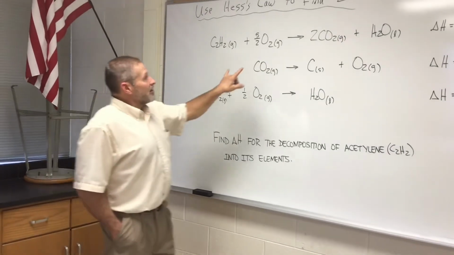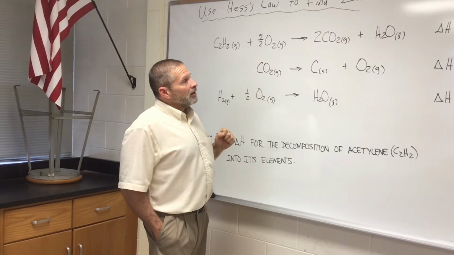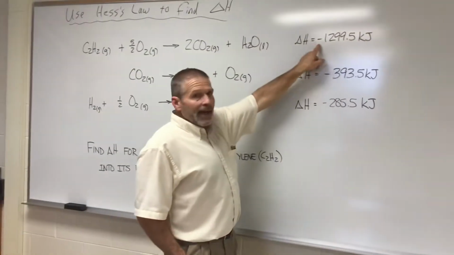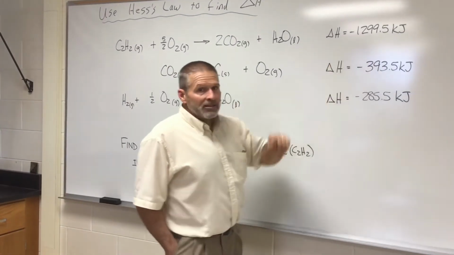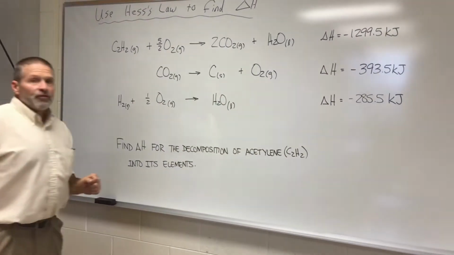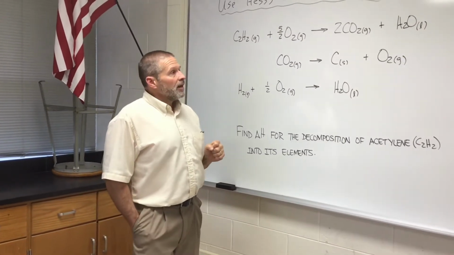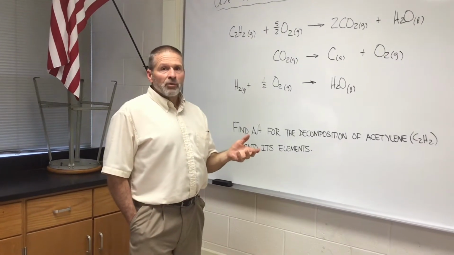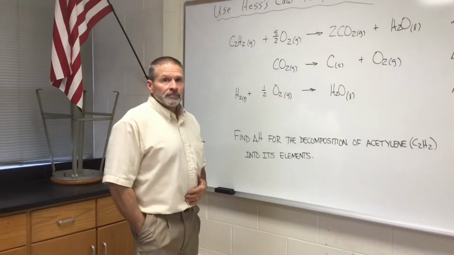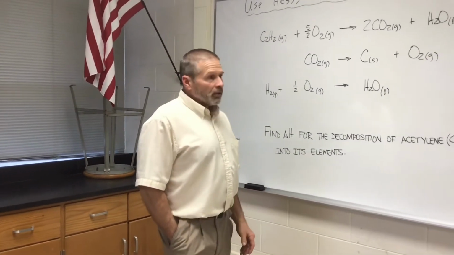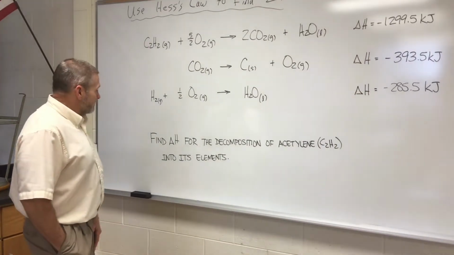Second thing is that if you flip an equation over, then you change the sign on delta H. If it is negative now, it'll become positive. And then the final idea is that we can add equations together, and we can cancel items out that are identical on opposite sides of the arrow. Like when we added half reactions together. Yep, good example of that.